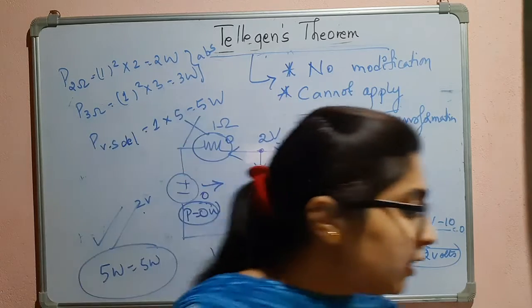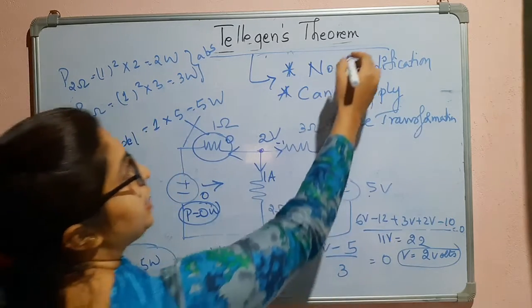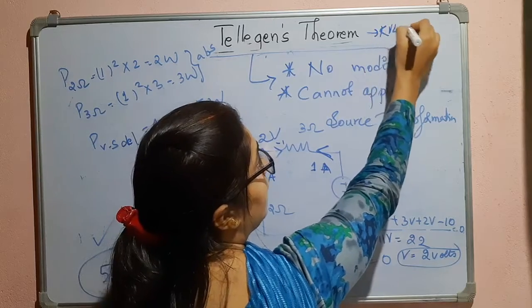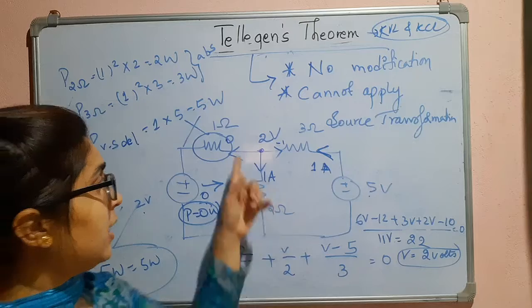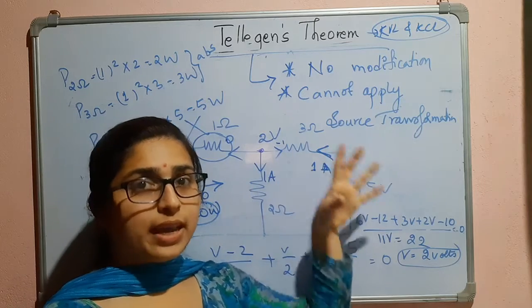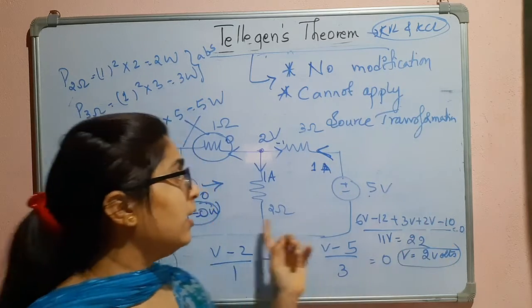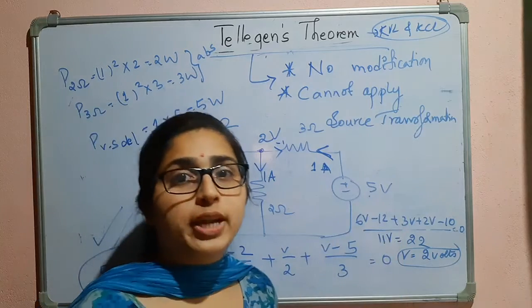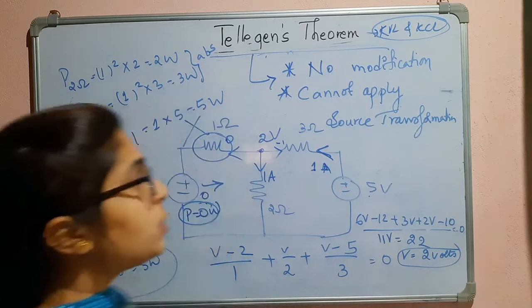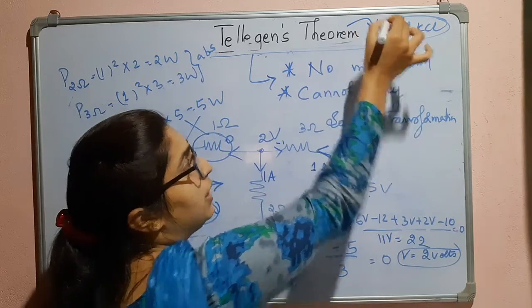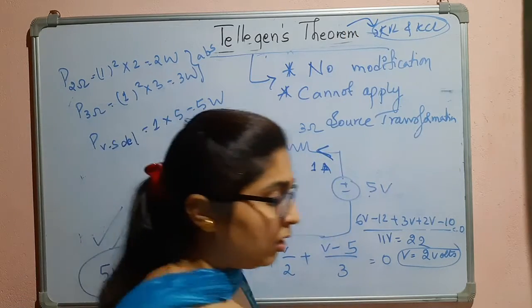Another thing is that Tellegen's theorem is based on KVL and KCL. You saw it, right? Here we saw that all are outgoing currents. So KCL is mainly for currents, and we can also apply mesh analysis. We can also apply KVL. So it is based on KVL and KCL.